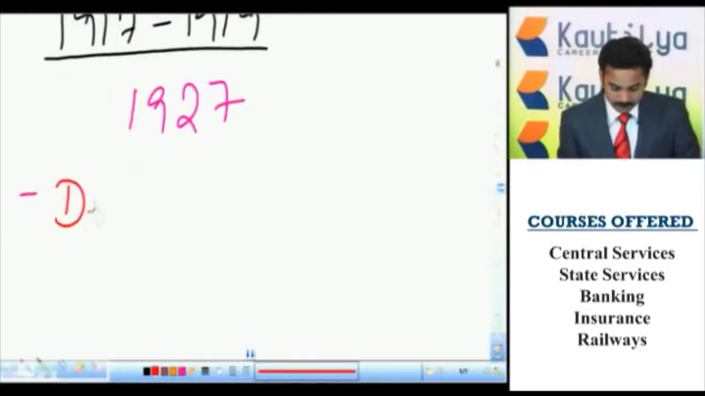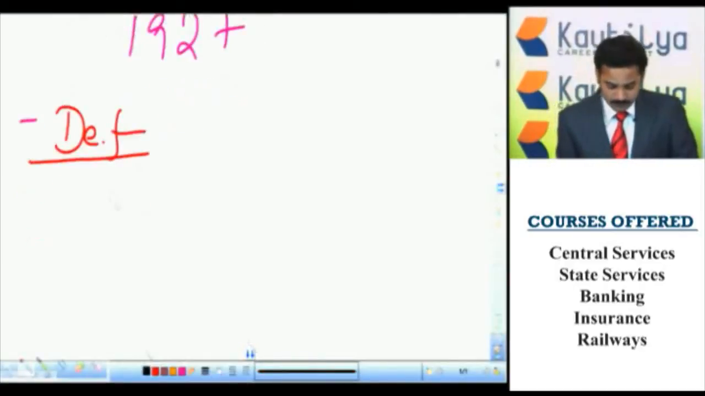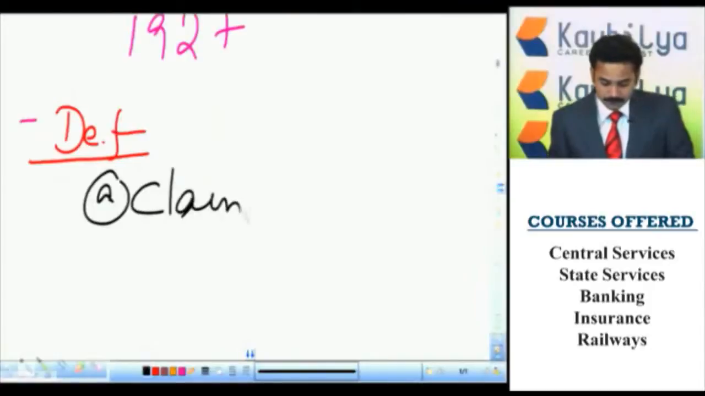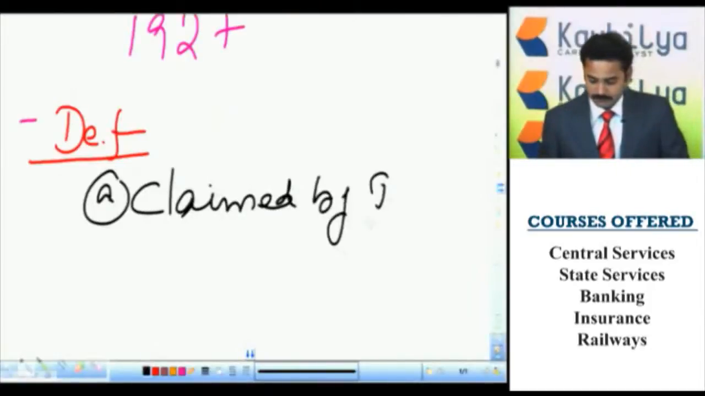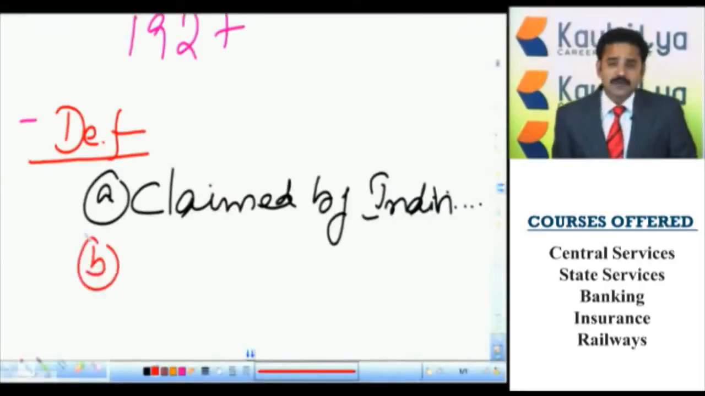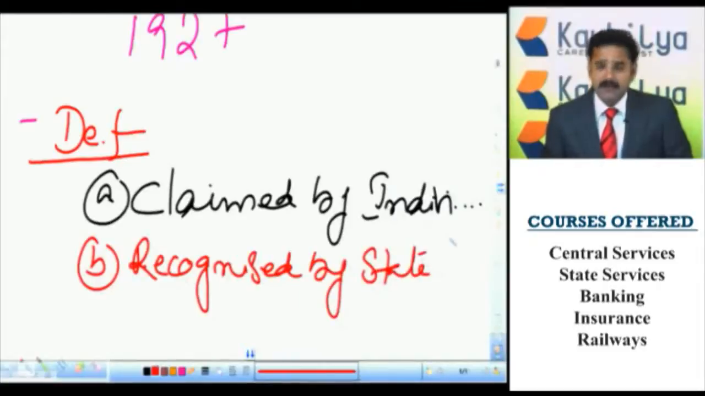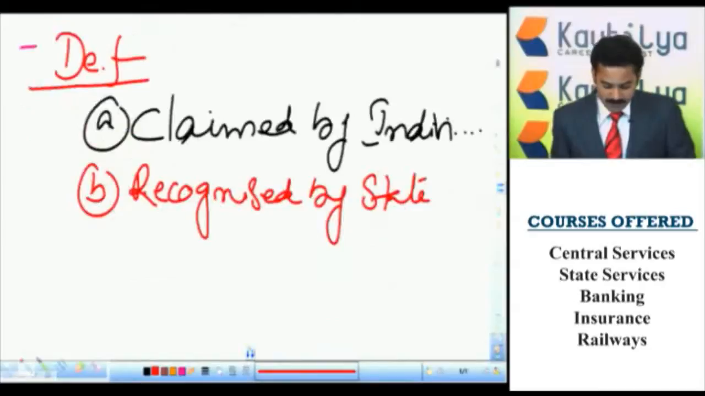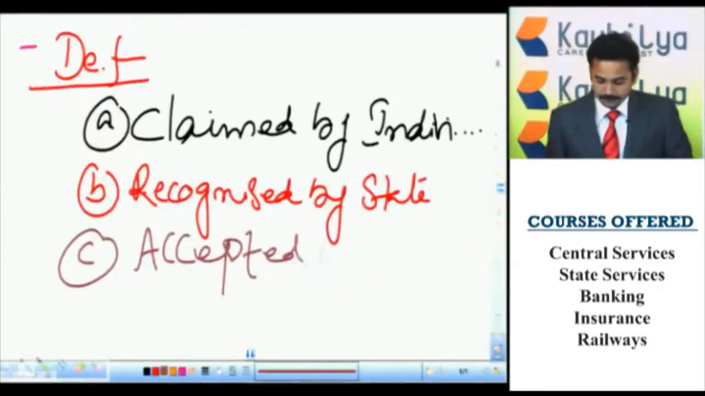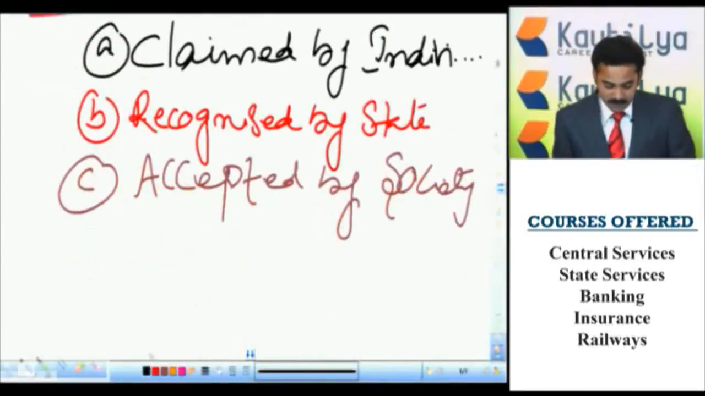Definition. A right is one which is claimed by an individual, and second, that should be recognized by the state. Here state means government. The right should be recognized by the government. And third, that should be accepted by the society. And finally, that should be enforceable by law.